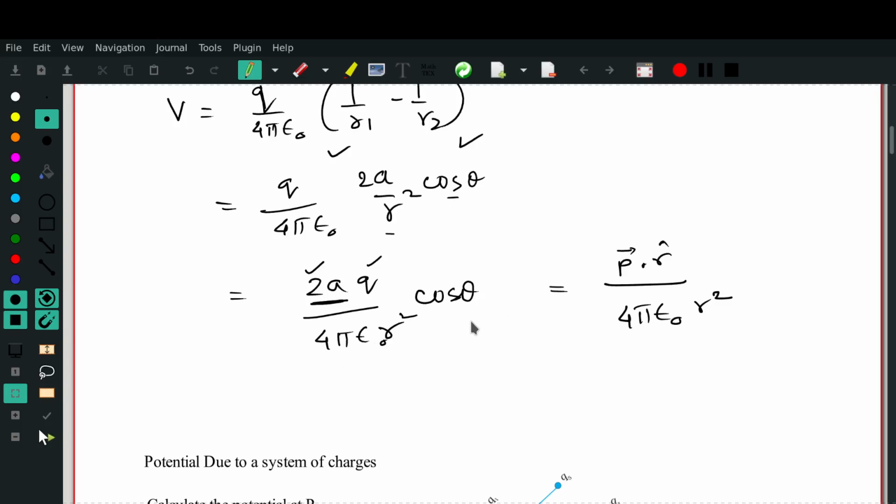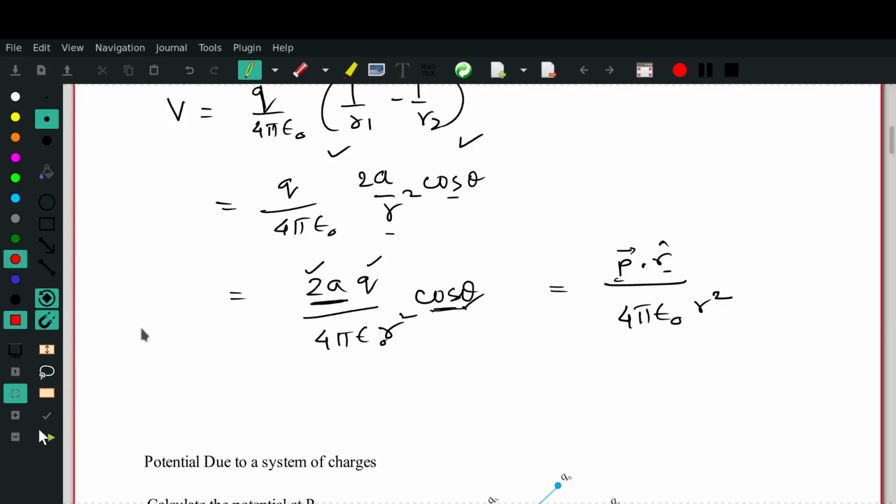There is r square, right? And there is cos theta. So what we can do is we can actually write this in a vectorial notation, where we will just take a dot product between p and r cap. So p and r cap, this dot product will also give you cos theta.